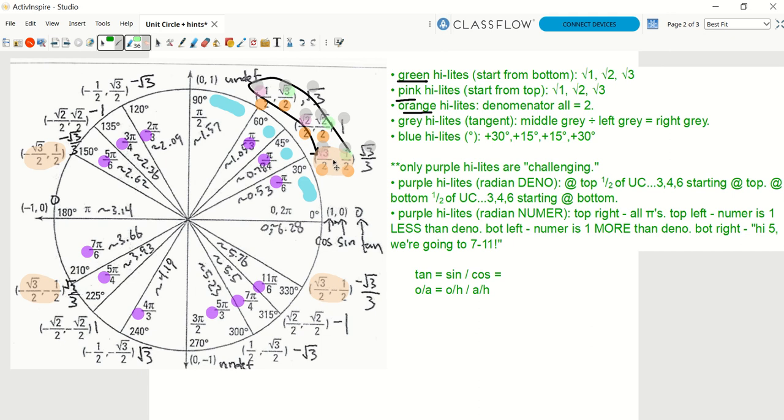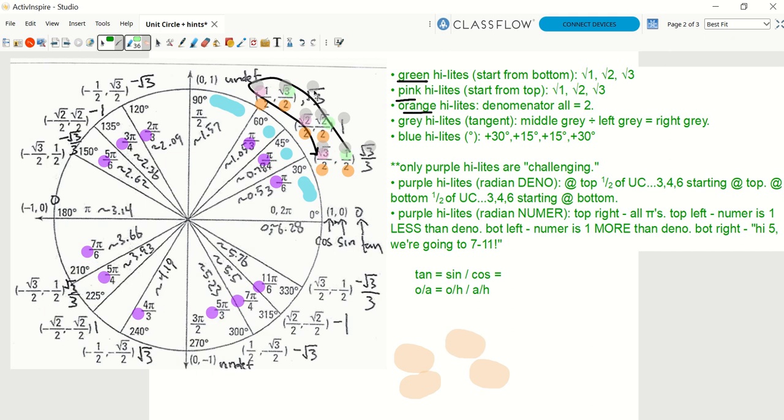When you reflect from the first to the second quadrant, you just make the x values negative. When you reflect from the first quadrant to the third quadrant, you make both x and y values negative. When you reflect from the first quadrant to the fourth quadrant, you just make the y coordinate negative. So there you have it. That takes care of the green, pink, and orange highlights.